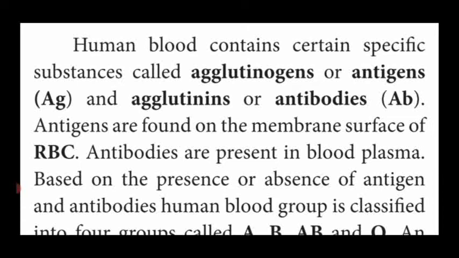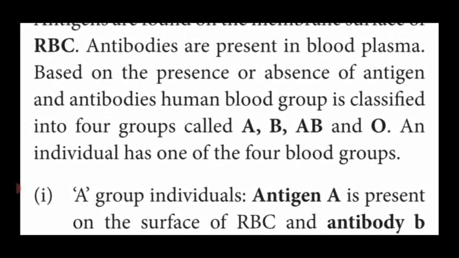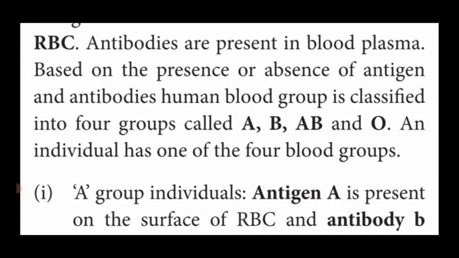So, based on the presence and absence of antigens and antibodies, human blood is classified into different types: A, B, AB and O. An individual has one of the four blood groups. Already told you, each and every person has a different type of blood group, and only one type. That's why it is given in this line: an individual has one of the four blood groups.